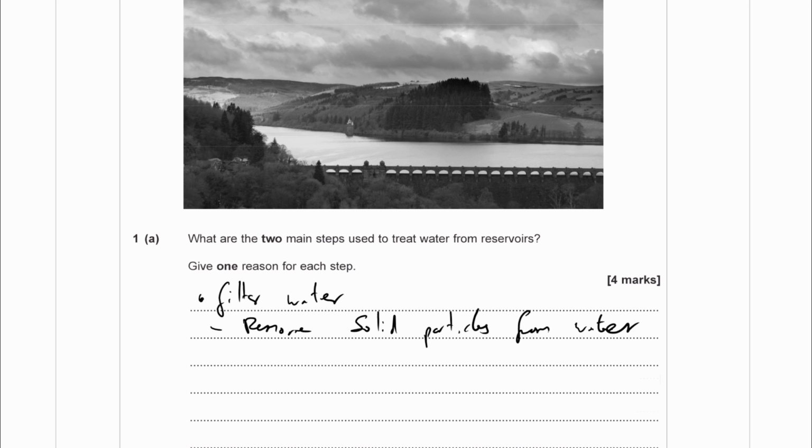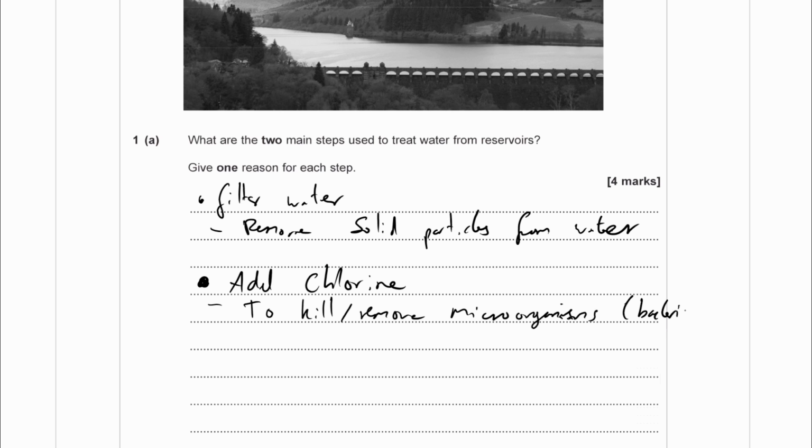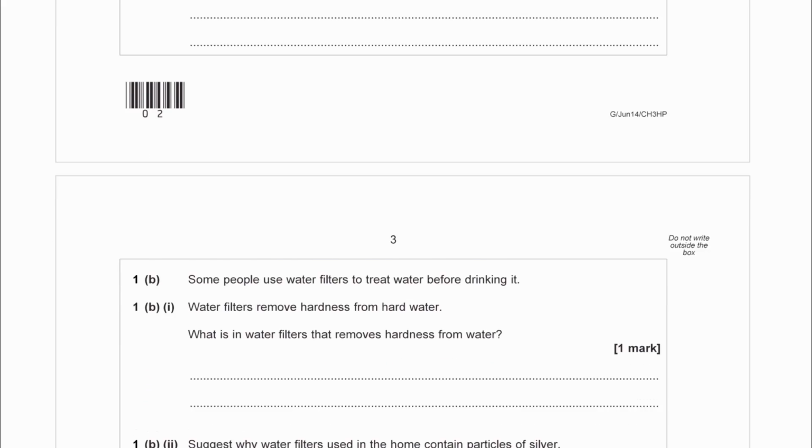Alright, so what else do we do? Well, the second point is going to be adding chlorine. Right, not like in a swimming pool, we don't add anywhere near as much chlorine as that, but it serves the same purpose. Chlorine is added to kill or remove microorganisms. Alright, microorganisms, I'm going to put in bracket there, bacteria, because they're the most common. So chlorine will actually kill them, and that means that we're not going to get any nasty infections from the water. Alright, and that's good for 4 marks.